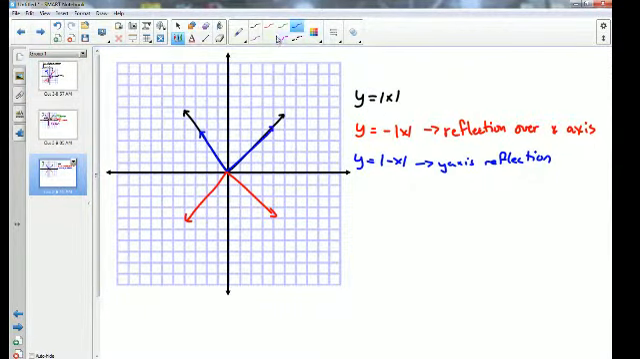Okay, let's talk about this. I'm inside the brackets, right? In here, I'm hanging out with the x. So this is an x translation. So we're moving side to side. Translate.